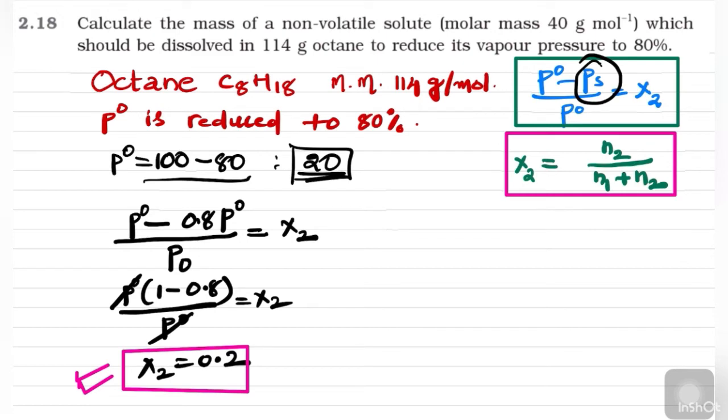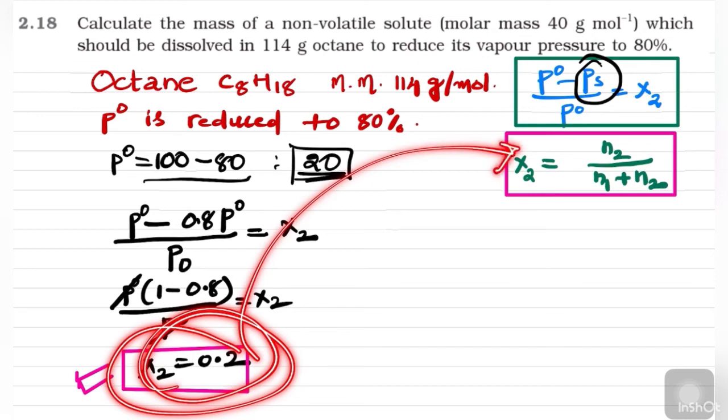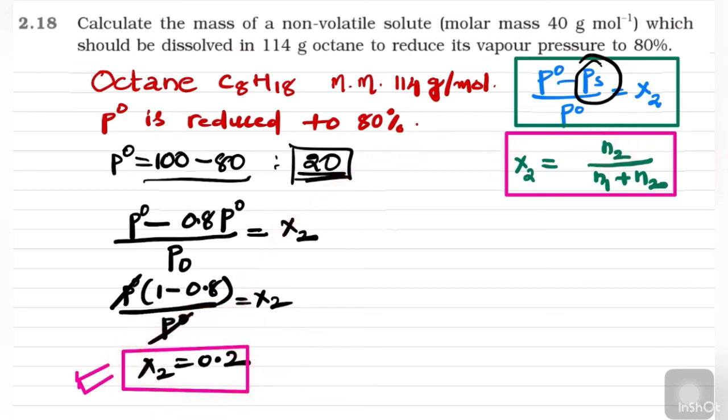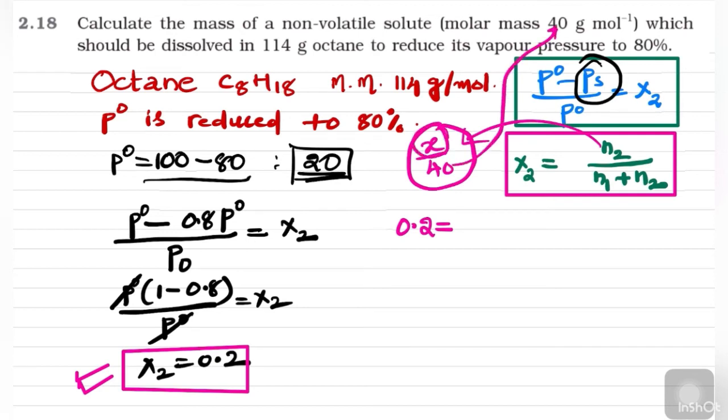Now what shall we do? We'll move to the next part. We have to calculate the mass of the non-volatile solute. So we plug in the 0.2 value in this formula and we solve for n2, but the molar mass should be known. So by plugging the values here, I would say 0.2 equals moles of n2, which we should write as x by 40. I'll write it as x by 40 because 40 is the molar mass of the solute given, and x we have to calculate, which is for the non-volatile solute.